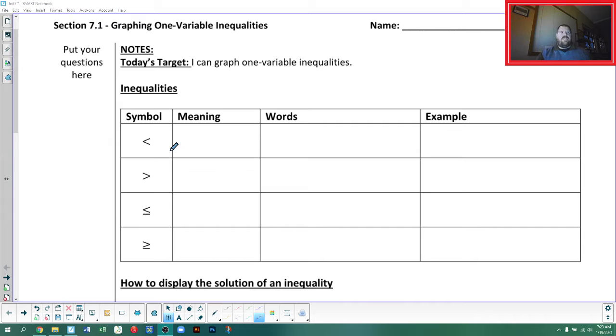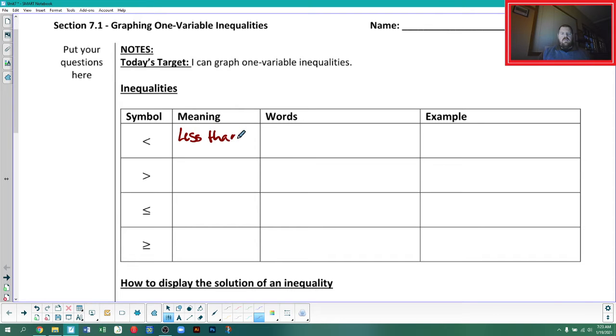Now, we are going to find some cases where that's only partly true, but let's jump right into it. So in this table here, I have my 4 standard inequality symbols. I have some meanings here, so what it means word-wise. So the first one here, we have less than. And then we have greater than.